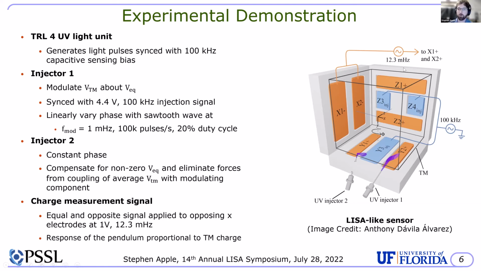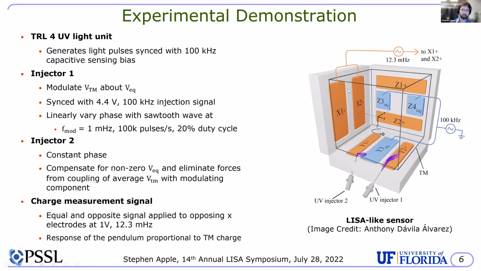Also shown here, you can see our signal being applied to these X electrodes, this 12.3 millihertz signal. This is the signal that we're applying to make our charge measurement. Essentially we have equal and opposite voltages applied to our X electrodes, so that would be this 1 volt, 12.3 millihertz. You can see 2 of our X electrodes here.